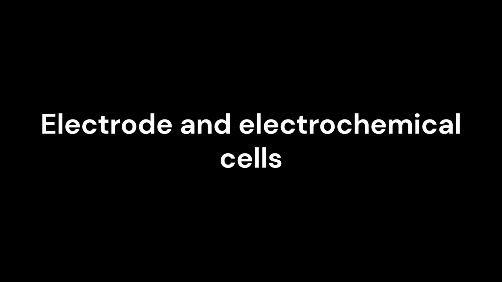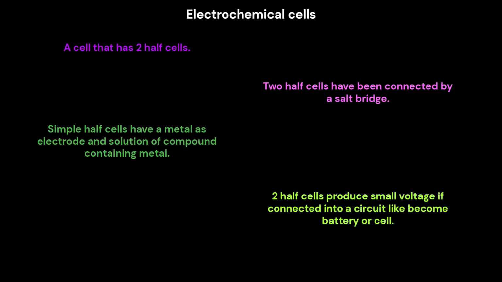Electrodes and electrochemical cells. A cell that has two half cells. The two half cells have been connected by a salt bridge. Simple half cells have a metal as the electrode and a solution of a compound containing the metal. Two half cells produce a small voltage if connected into a circuit, like a battery or cell.